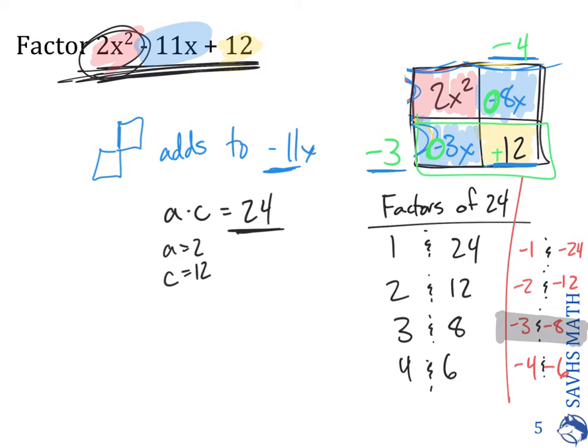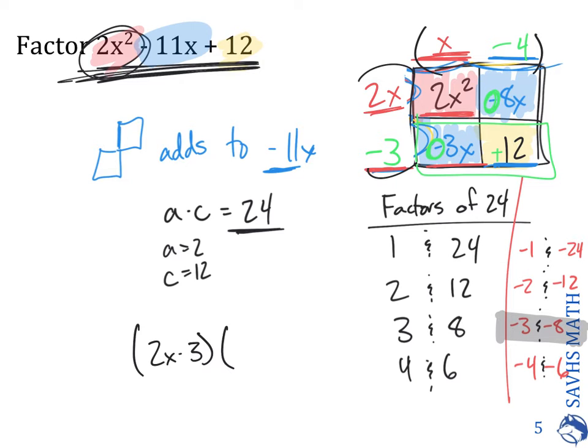Okay, let's see what else we can deduce from this whole thing. I need my negative 3 times this stuff to give me negative 3x. Well, that means that this has to be an x, because I have the negative 3 already. If this is x and this is 2x squared, what am I missing? I'm missing a 2x, because 2x times x gives you 2x squared. Okay, what am I left with? I'm left with an x minus 4 and a 2x minus 3. So my factoring is 2x minus 3 times x minus 4.